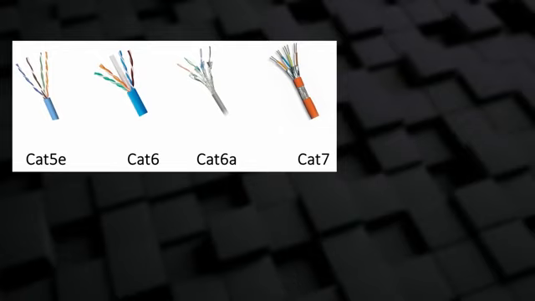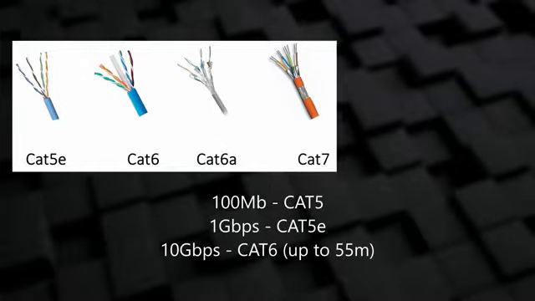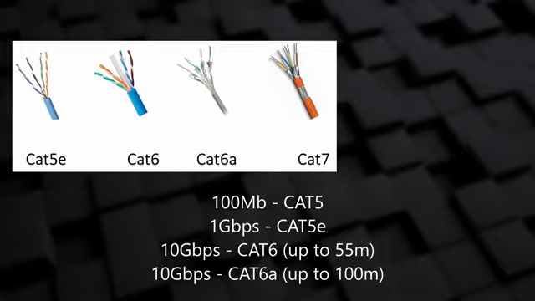For example, you can use a Cat5 cable on a 100 meg network. But if you want to run a gigabit network, you need at least Cat5e. If you want 10 gig, Cat6 is okay up to around 55 meters. But if you run Cat6a, you can have a 10 gig link that works up to 100 meters. Each newer standard is backward compatible with the older technology. For example, you can use a Cat7 cable on a 100 meg link.